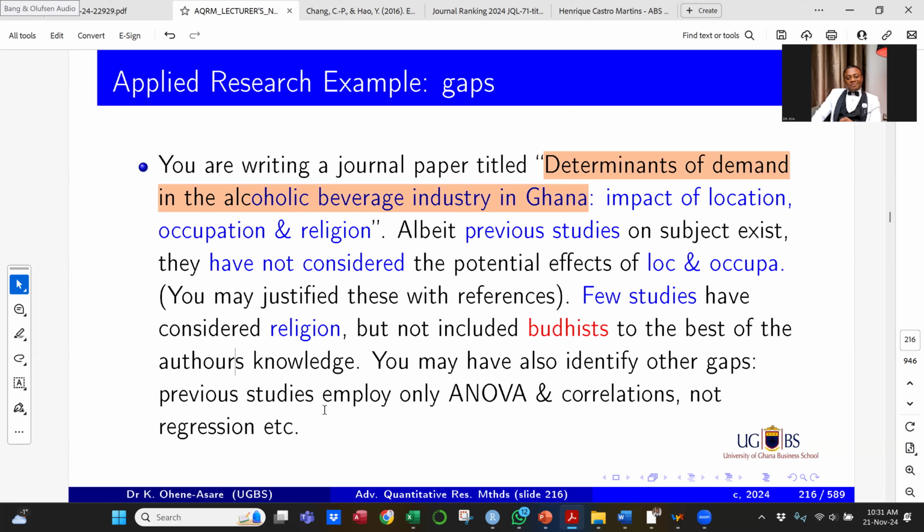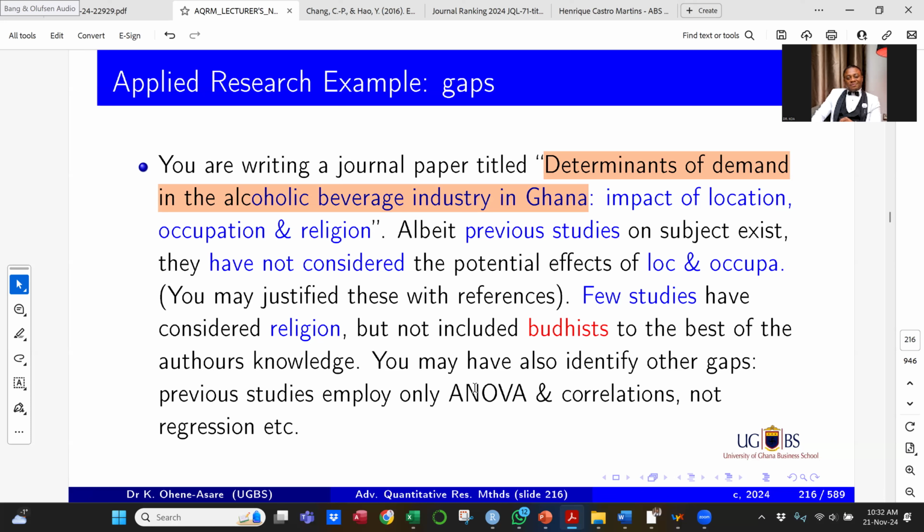Okay? For example, say previous studies use only ANOVA and correlation, but they didn't use regression. Or even if they use regression, they use OLS, they didn't use GMM, generalized least squares, or generalized method of moment, or two-stage least squares. They didn't use any of these. So you want to go for that. So these are possible gaps in your thesis or research you could have identified.